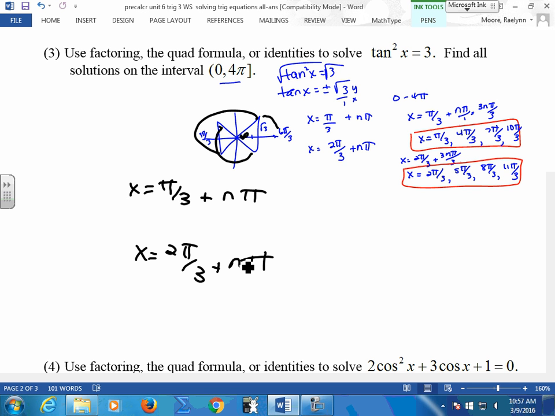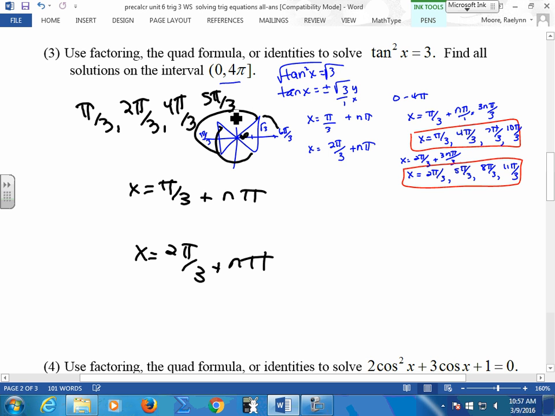This was all solutions. We only had to list 2. But if I listed it, this would be 6 pi. So I would have pi over 3, 2 pi over 3, 4 pi over 3, and 5 pi over 3. Those would be all my angles from 0 to 2 pi. I'm going to do it one more time around.